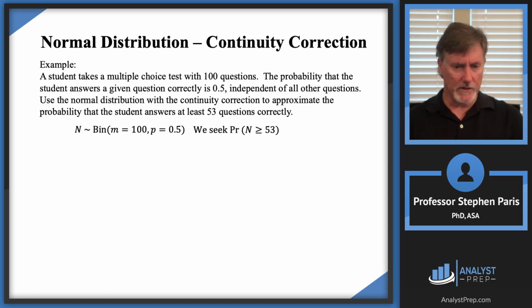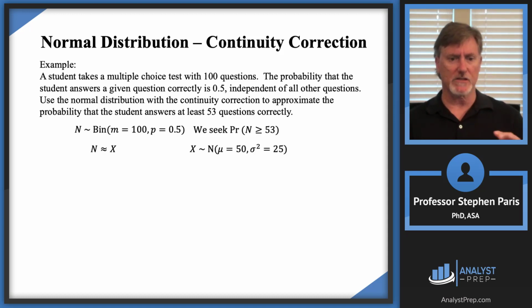I'm going to go through the exact same process. I'm going to say capital N is approximated. I'm going to approximate capital N, the binomial distribution, with a normal distribution, where the normal distribution has the same mean and the same variance as the binomial distribution. So far, everything is exactly the same.